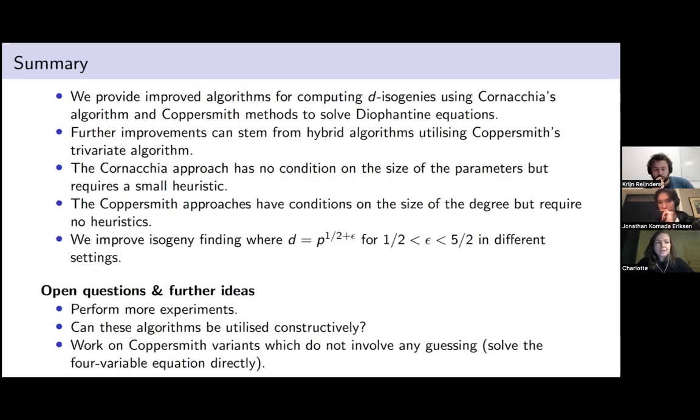And also something that we still want to work on is looking at whether Coppersmith's variants can also be used for solving the four variable equations directly. So this would reduce the guessing in general, and then of course we do not have the Grover speed up when we're looking at a quantum version of this algorithm, but maybe the four variable version will still allow us to compute some isogenies of fixed degree in a nice way.